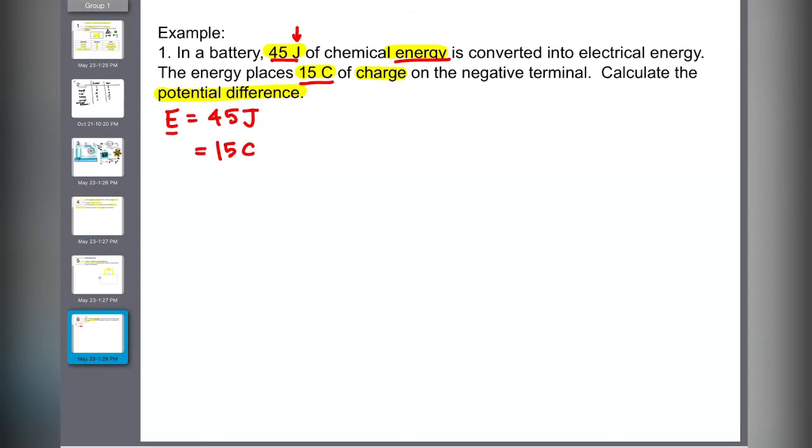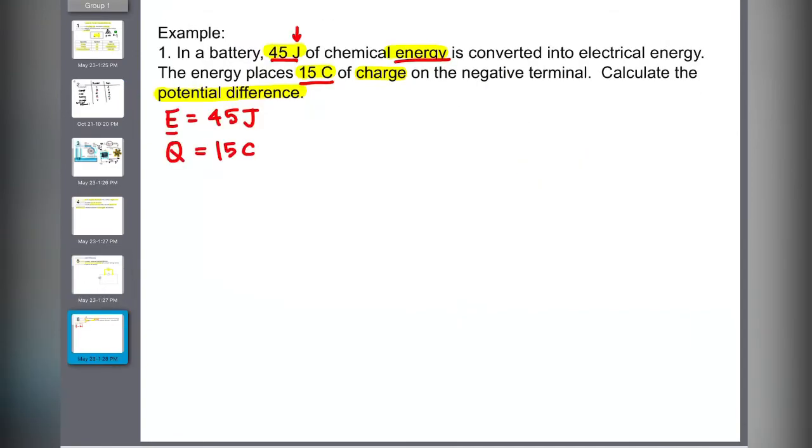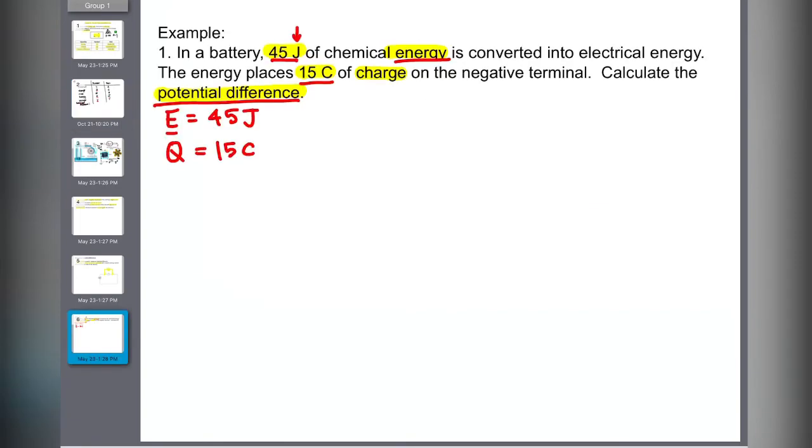If you're not sure, go check it, right? If you can remember that it's Q, that's great. But if you don't, go back to this chart, right? Especially at the beginning when you're learning. C, the symbol is Q, okay? Like it's okay to go back and check. And then they're asking you what is the potential difference. Okay, so go back to the chart. Potential difference is V. So they're looking for the symbol of capital V. So V equals question mark.